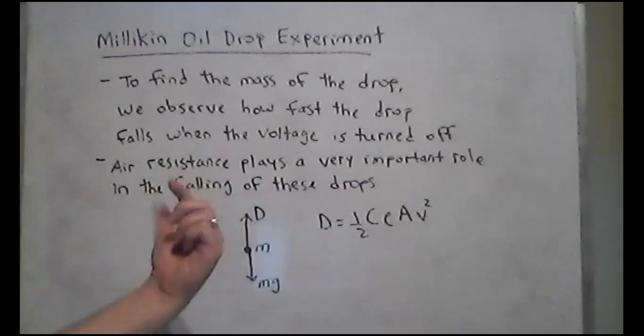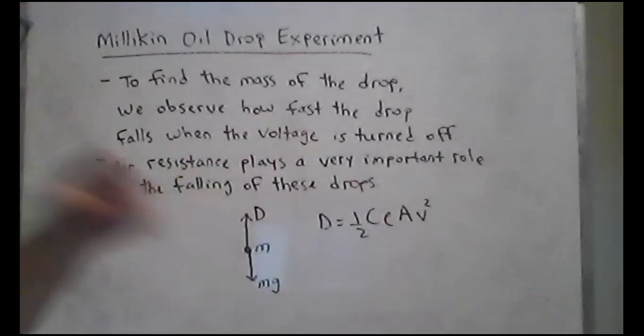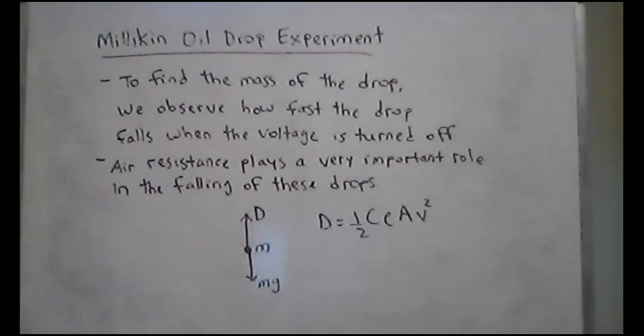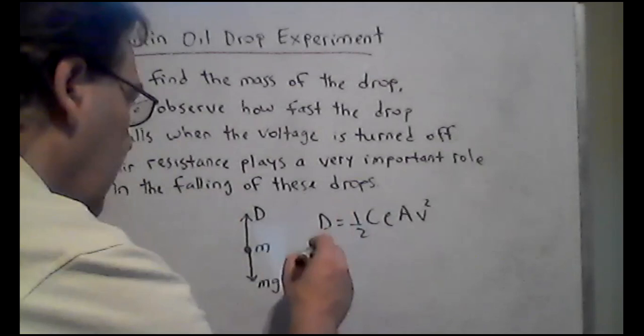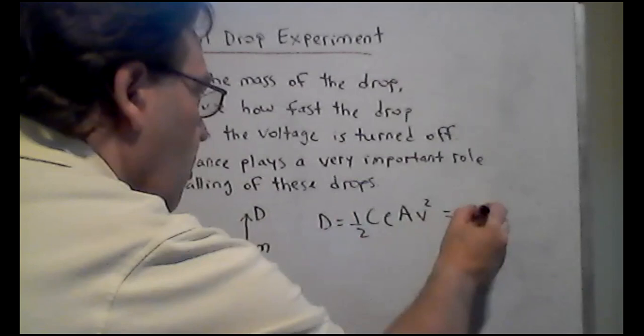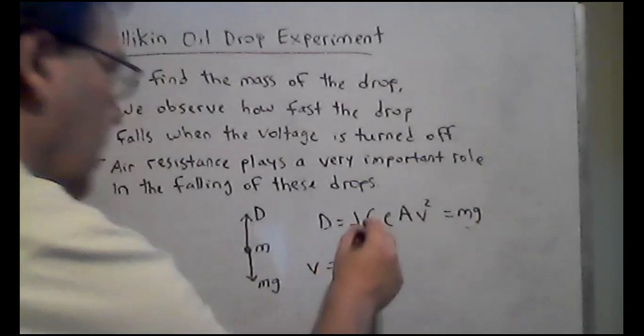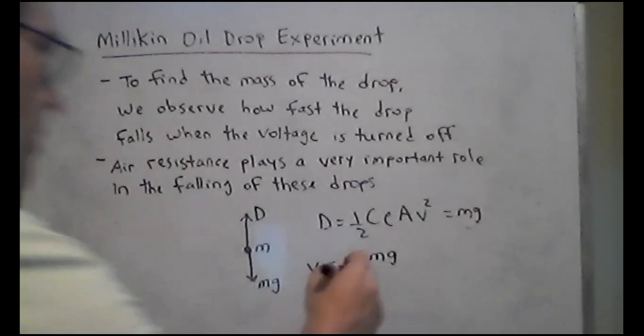This is a shape factor. This is the velocity, and you square it. So the faster the body falls, the greater the drag force. At some point, the body is going to be falling at a certain critical velocity. If you want to find out what that velocity is, you set D equal to mg, and then you can solve for V. So V becomes, you put the mg on top, then everything else goes in the bottom: the C, rho, and the A.